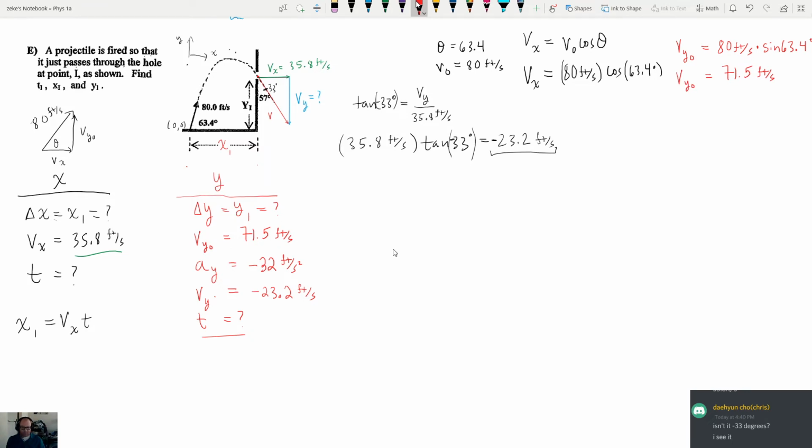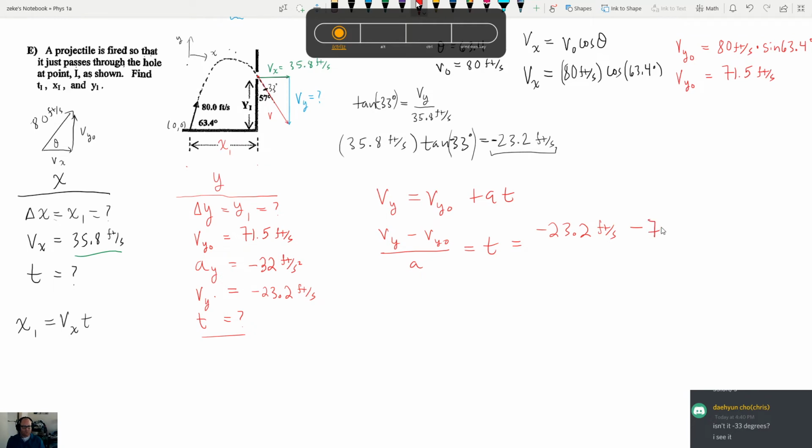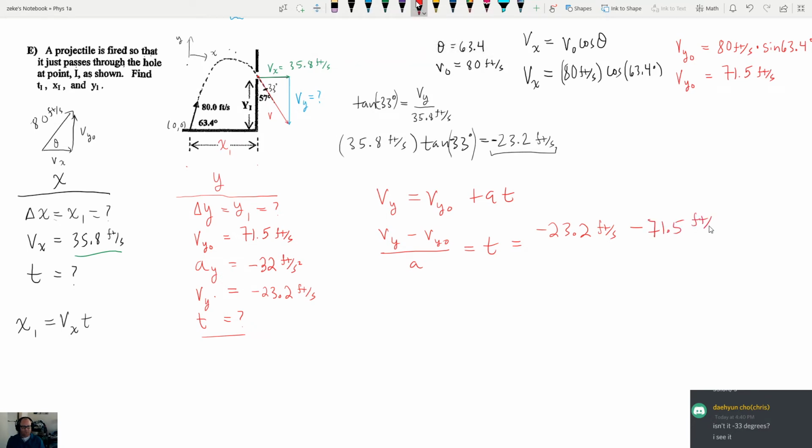Okay, so we'll do Vy is equal to Vy initial plus At. We want to solve for time, so we'll do Vy minus Vy initial, divided by the acceleration, is going to be equal to time. Vy was this, negative 23.2, minus Vy initial, which was this, 71.5, and we divide the whole thing by the acceleration, which is negative 32, and we get what the time is. It's one of the three things we wanted to solve for.